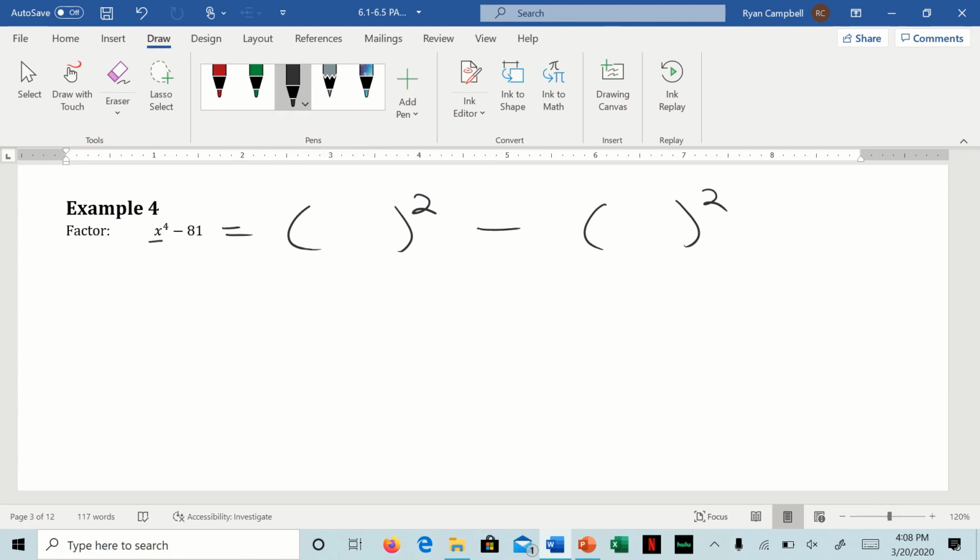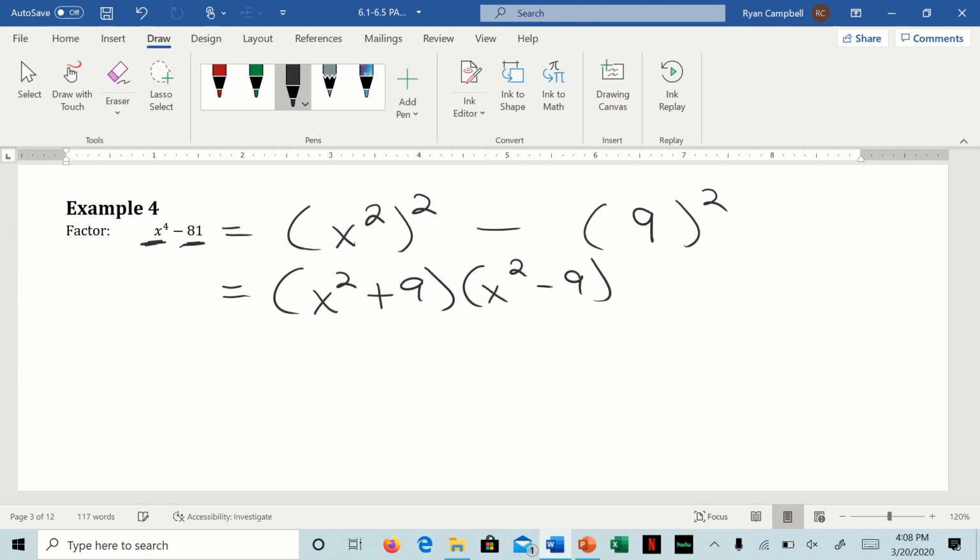All right, so x to the 4th. What's being squared here? Hopefully you saw that it's x squared, because when you do an x squared squared, you end up multiplying these two numbers to get x to the 4th. And then we already said 81 is just 9 squared. So we get x squared plus 9, x squared minus 9.